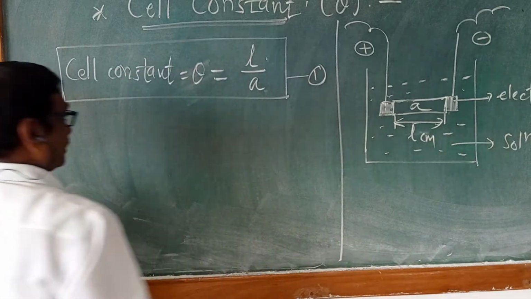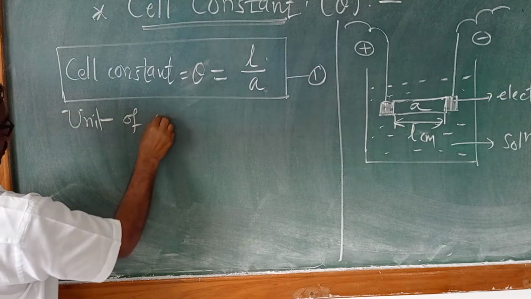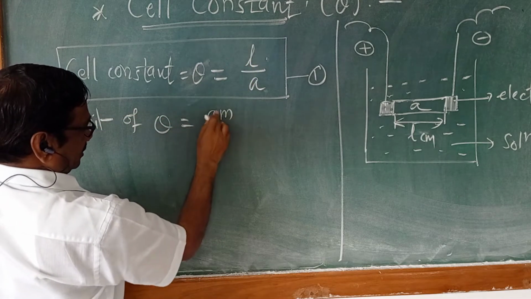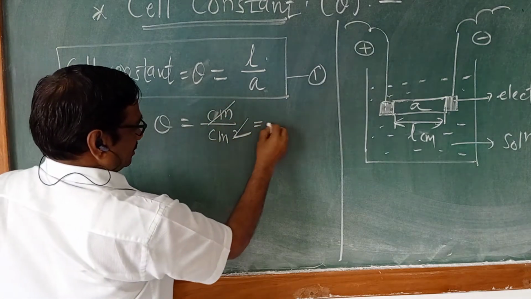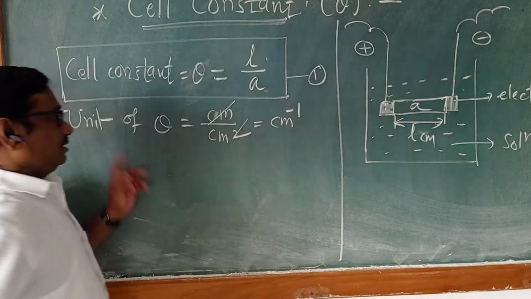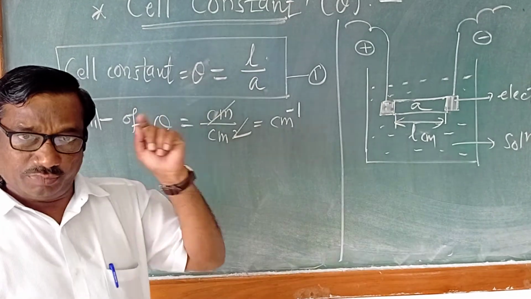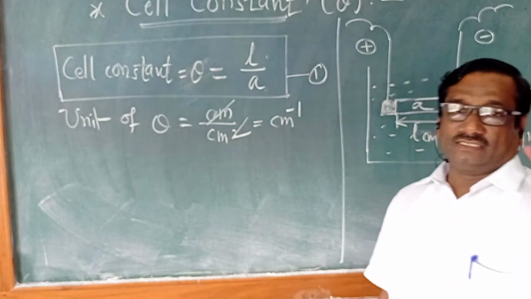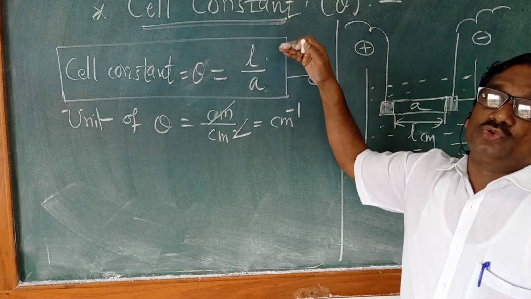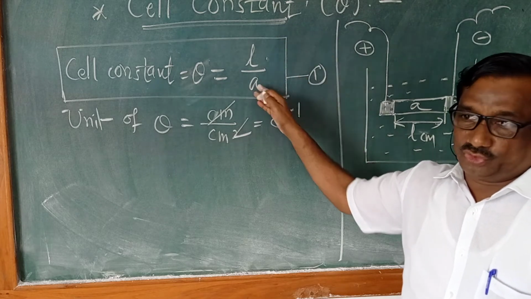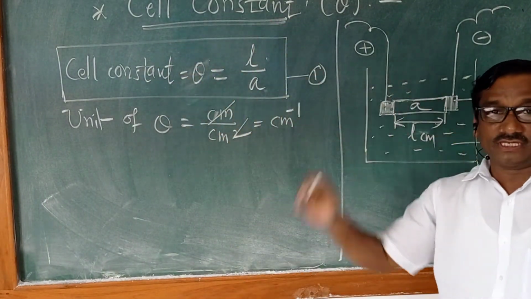Now, what is the unit of cell constant? Unit of theta: L is measured in centimeter, A is measured in centimeter square. This centimeter gets cancelled, so the unit is centimeter inverse. Please remember, cell constant theta is L by A, the ratio of the length of the conductor to the cross-sectional area. This ratio remains constant, so it is called the cell constant. The unit is centimeter inverse.